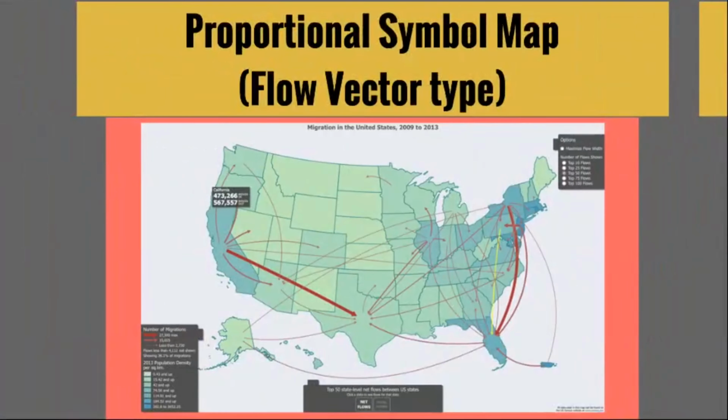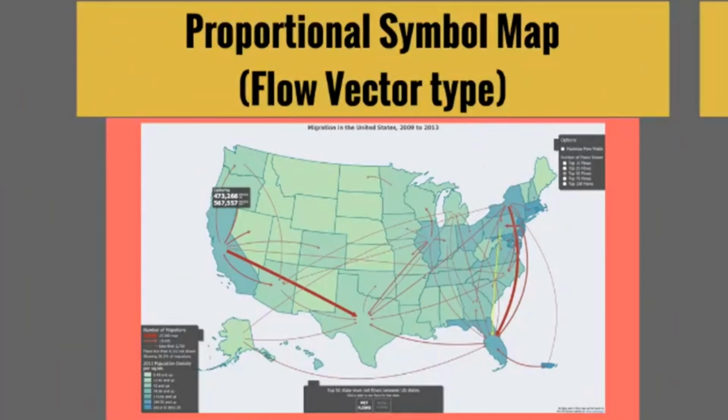There's another type of proportional symbol map called a flow vector type. That's where you use arrows, and then the size of the arrows helps to represent how big the phenomenon is. So this helps a lot with movement or migration, where you show people moving, and then the size of the arrow says how many people are actually moving, like this migration map of the United States.